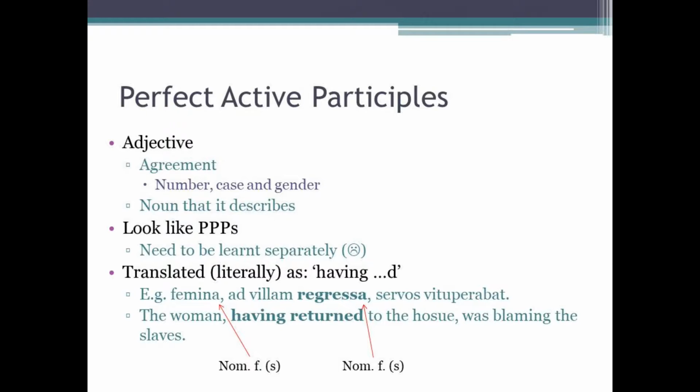PAPs look like PPPs, however, there's a list, which we'll have a look at on the next slide, which needs to be learnt separately. Sorry about that. The only difference between PAPs and PPPs is that perfect active participles are translated as having something as opposed to having been. For example, femina ad villam regressa servos vituperabat. This means the woman, having returned to the house, was blaming the slaves.